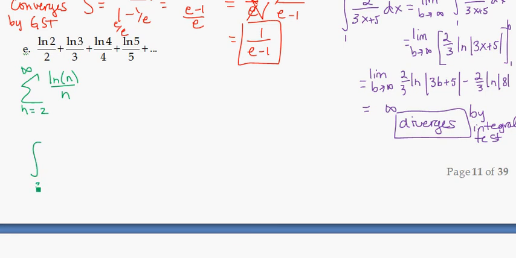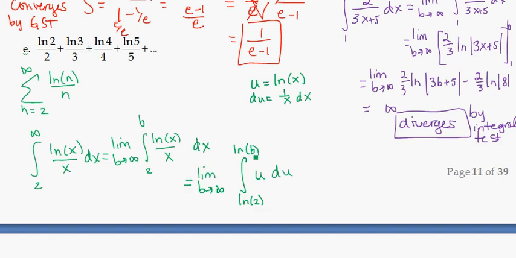Okay, so we're going to look at the improper integral from 2 to infinity of natural log of x over x. And I know I can apply the integral test because I've got a positive, decreasing, continuous function. Okay, so yet again, let's pause the video and work through this integral. We set up the limit, and then to evaluate, we're going to do substitution. With my substitution, remember to change your bounds. So the lower bound is now natural log of 2. The upper bound is natural log of b.